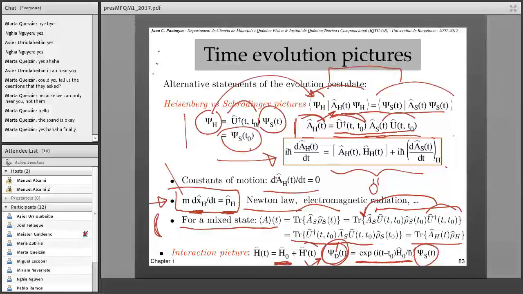We have taken out this trivial evolution due to the isolated system Hamiltonian. Well, we normally work in the Schrödinger picture, but for instance, to study radiation, the Heisenberg picture is quite convenient, and also sometimes for a study of radiation-matter interaction.